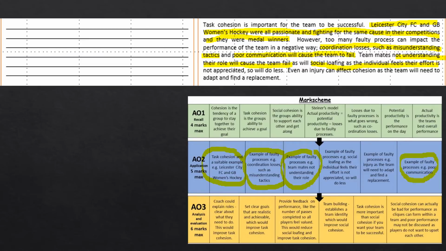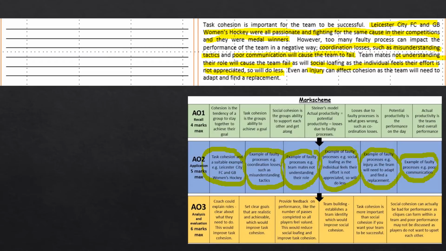Again, we know that is an example of why a team might fail, and again, will have a detrimental effect on performance. Injury. Again, that is another example of a faulty process, and that then would be an example of an AO2 assessment objective. Now we know again the maximum amount of marks for this is 5 in total, and this particular answer is addressed 6.